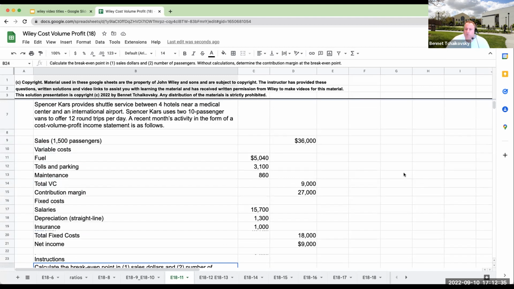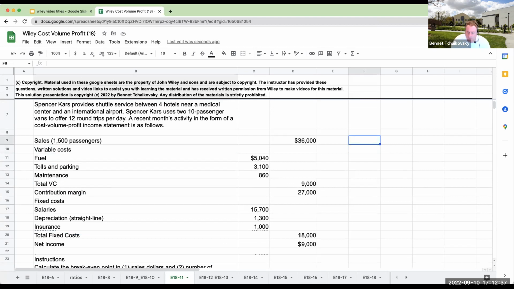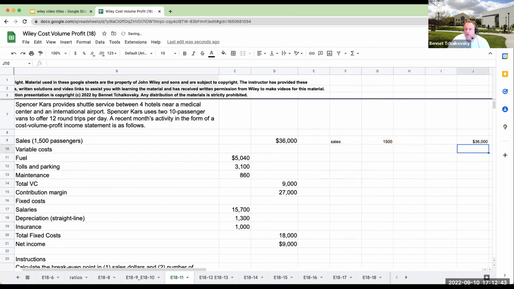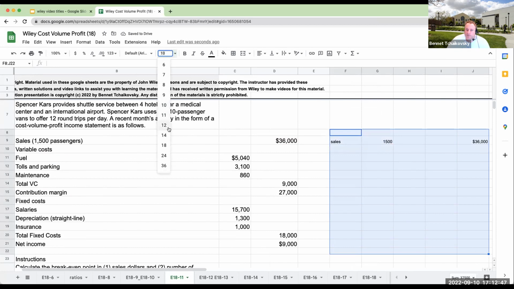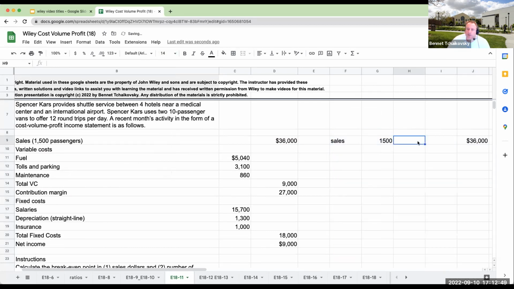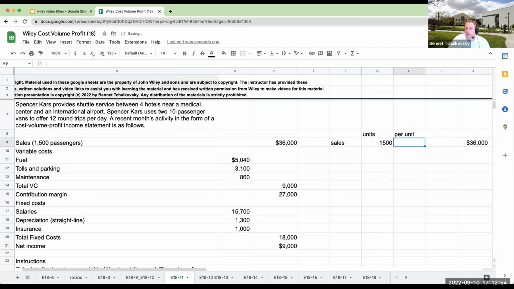Okay, so what we want to do here is we're just going to rewrite this. We're going to have sales. This is going to be 1,500, and this has a total over here of 36,000, right? So what does this mean? It means that the per unit, this is going to be 36,000 divided by 1,500 or 24.